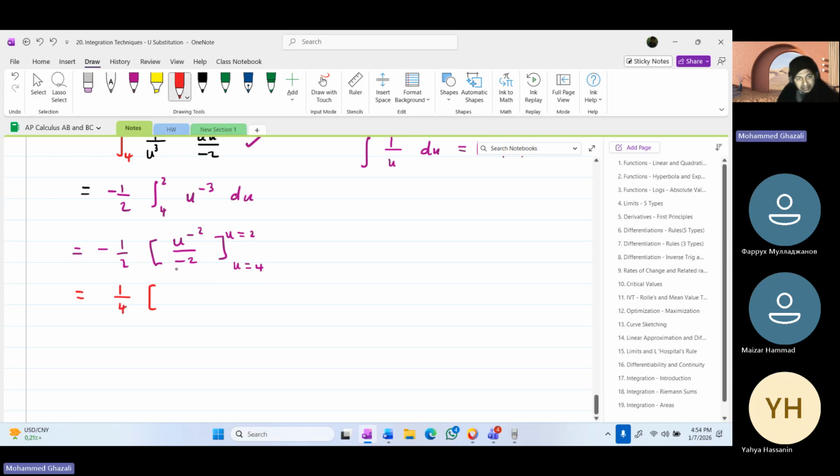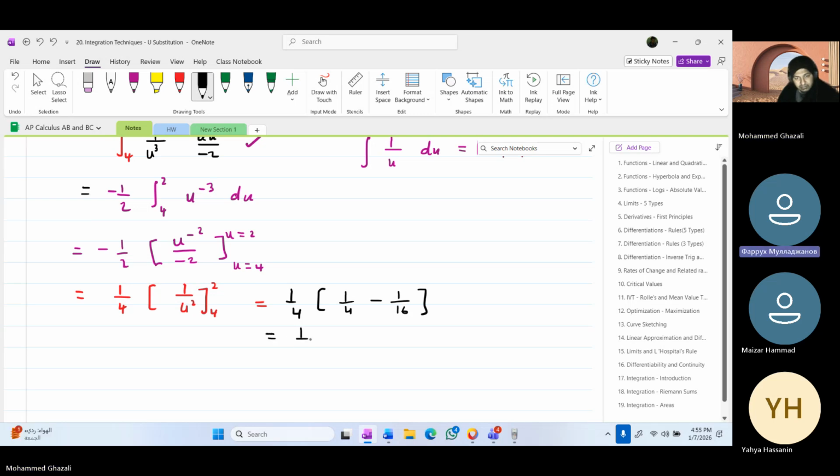So you got a -half here in this integral, and you got a -half. You can multiply these two constants out, it becomes positive quarter. And u to the power -2 is 1 over u squared. And this is from 4 to 2. Now, we got quarter. If you substitute 2 inside, you're getting 1 over 2 squared, which is quarter, minus the lower boundary. Upper boundary is quarter. Lower boundary is 1 over 16.